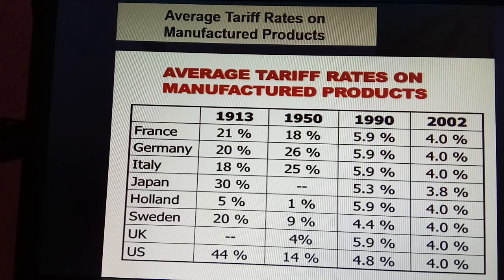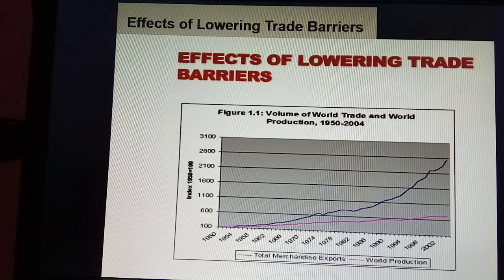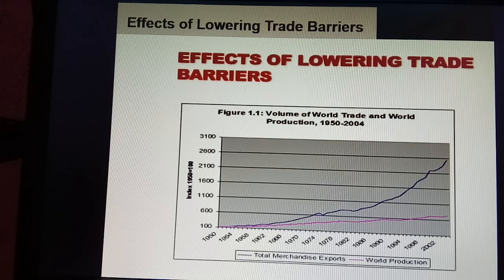Okay, so what is the implication of this? So after World War II, indeed, they have imposed smaller amounts of taxes already for the products that they are producing and exporting to other countries. So the effects of lowering trade barriers, okay, so what is the effect? The blue line is the total merchandise exports. From 1950, okay, it has reached 2,600, then world production, the purple one, from 1950 up to 2000 has remained at 600, so the volume of world trade and world production from 1952 to 2004.